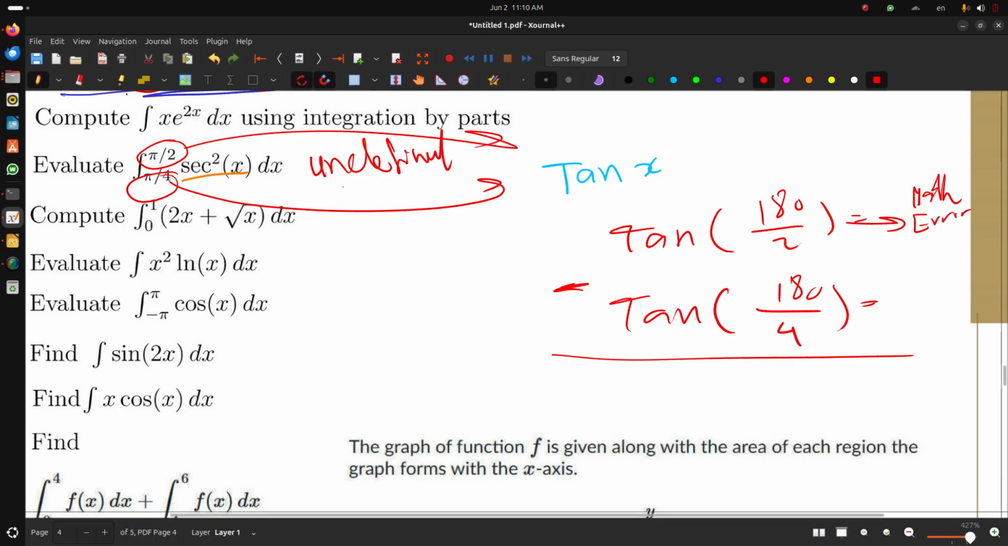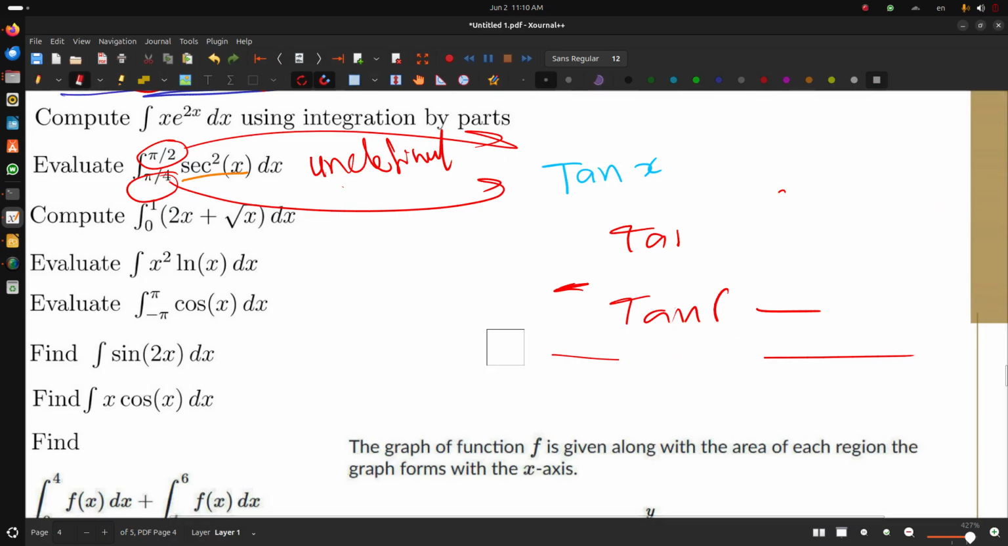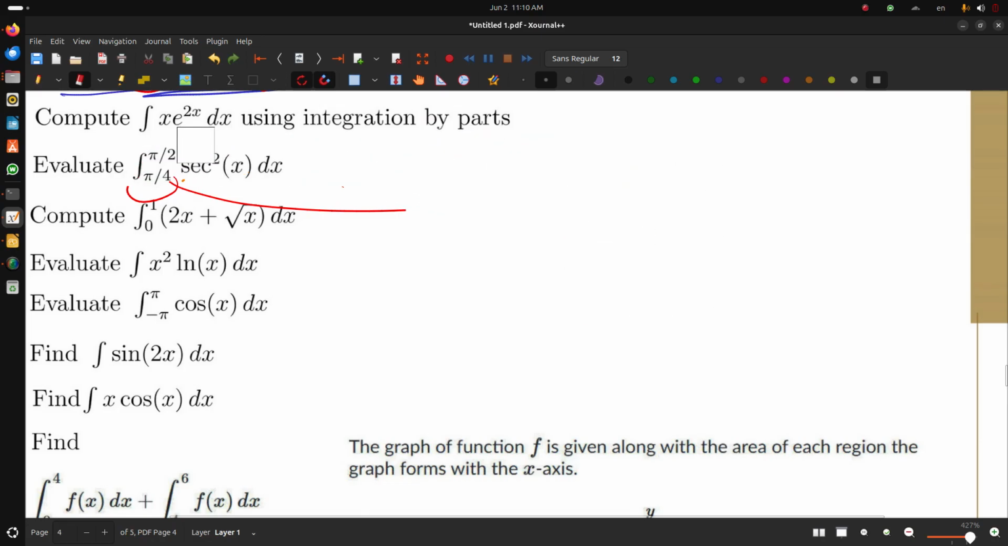So math error, it means undefined. Next, we need to get the integration of this part. At first, let's take the integration of this function.